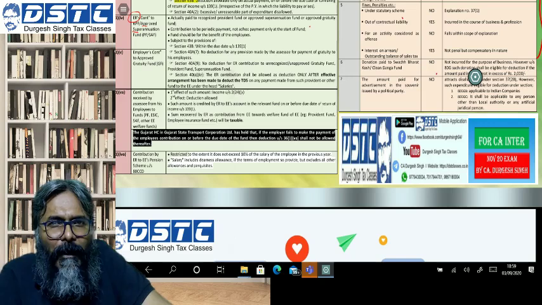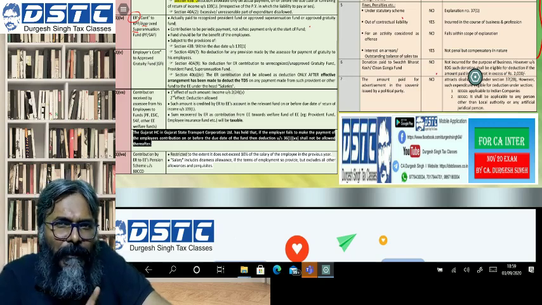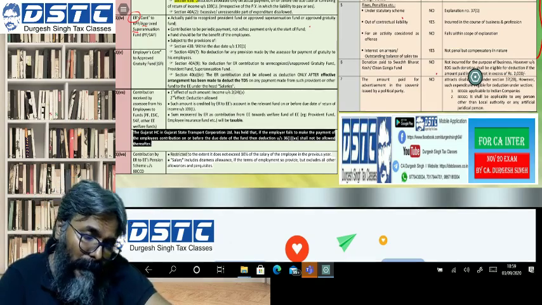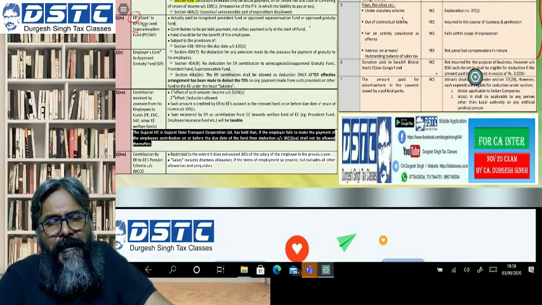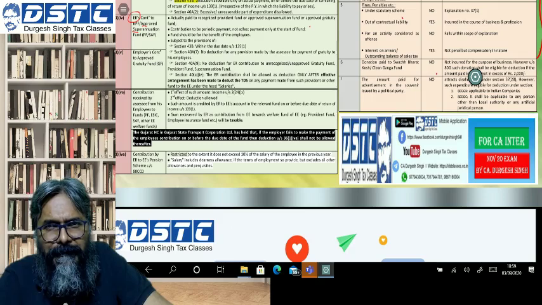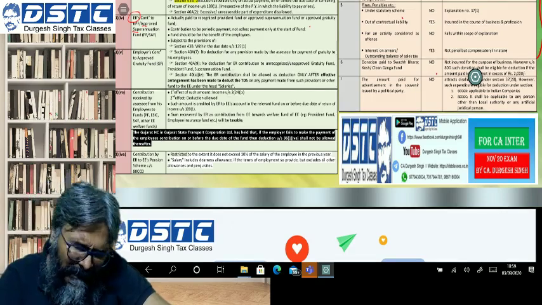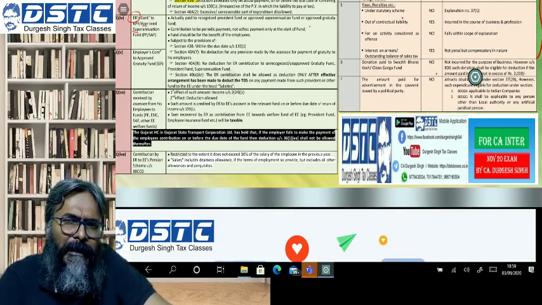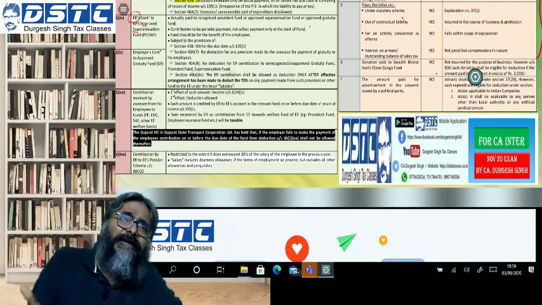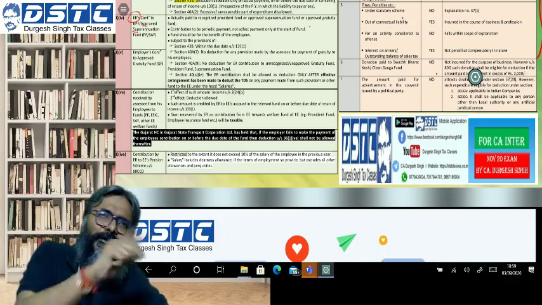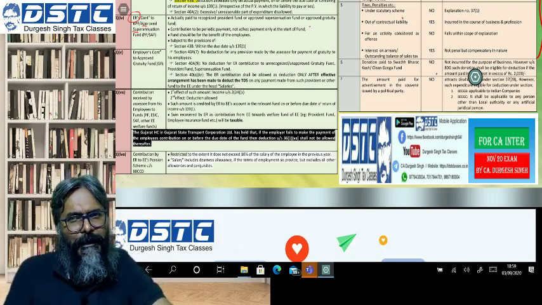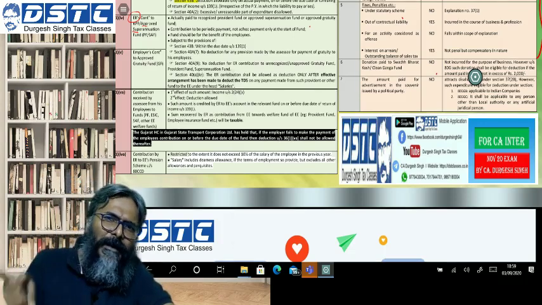The due date of these funds, students, be careful. The due date of these funds comes in the next month itself. To make the deposit, the due date happens in the next month itself. Every month, the next month itself will be the due date. So the employer who has deducted the employee's contribution from the employee salary will be allowed the deduction.